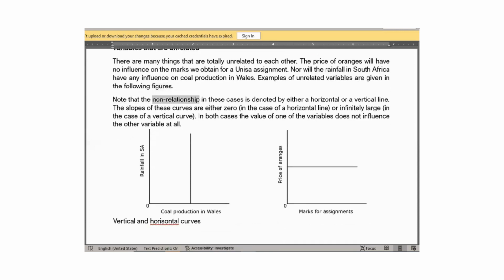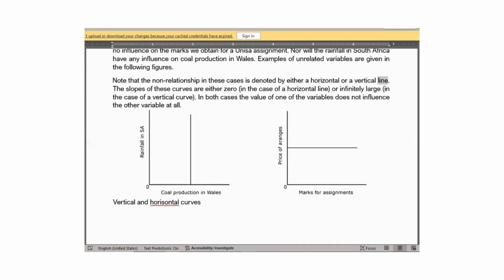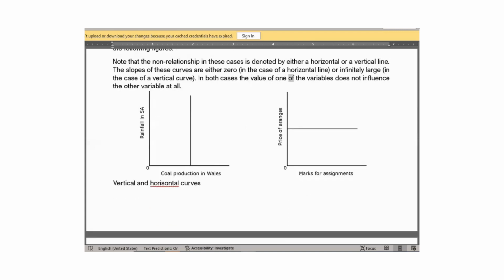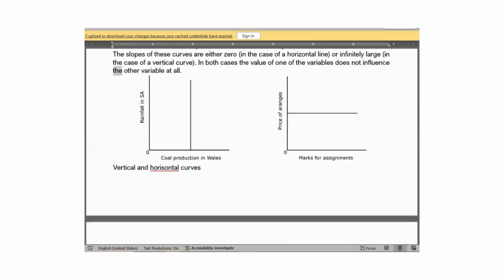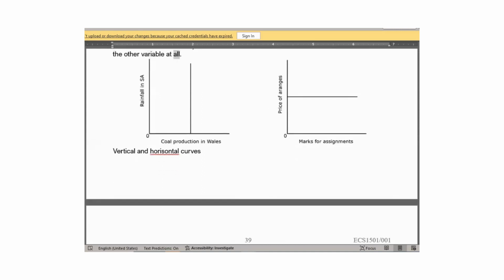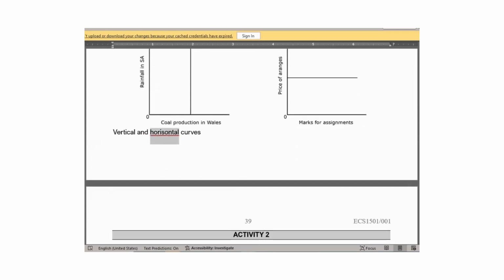Note that the non-relationship in these cases is denoted by either a horizontal or a vertical line. The slopes of these curves are either zero, in the case of a horizontal line, or infinitely large, in the case of a vertical curve. In both cases, the value of one of the variables does not influence the other variable at all. Vertical and horizontal curves.